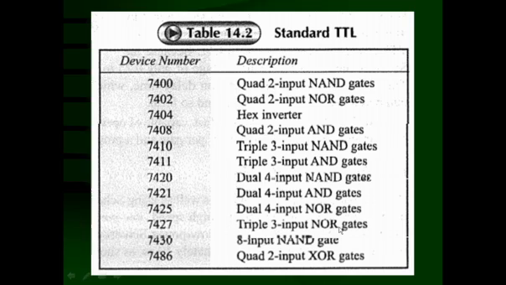7427 is a triple 3 input NOR gate. 7430 is an 8 input NAND gate. The number of inputs depends upon the multi-emitter transistor Q1. The maximum number of emitters that can be accommodated here is 8 only. So a maximum of 8 inputs is possible for any gate. 7486 is a quad 2 input XOR gate, exclusive OR gate. This is an important IC you will be utilizing.